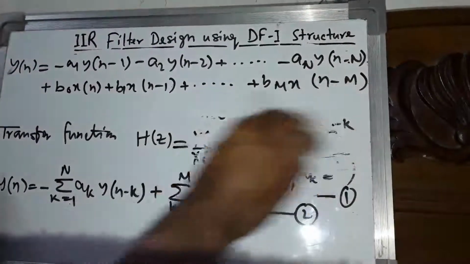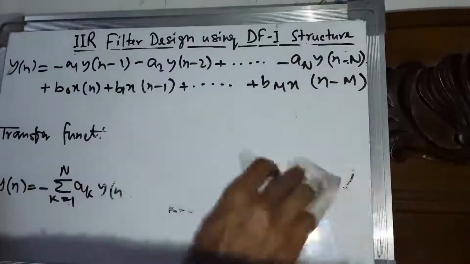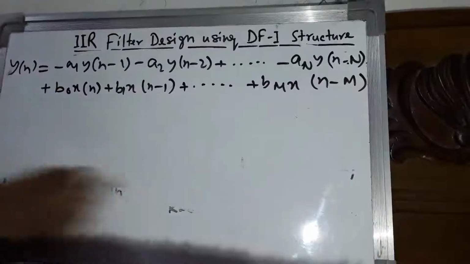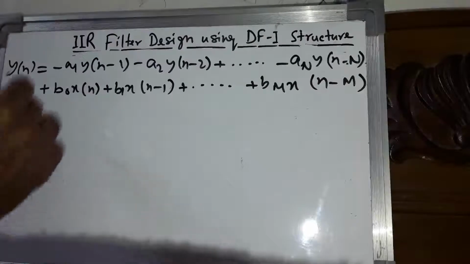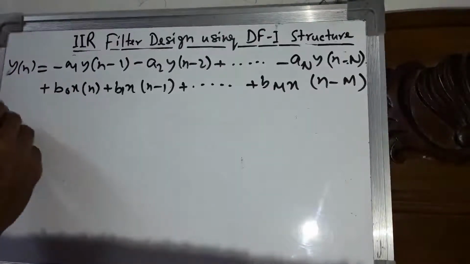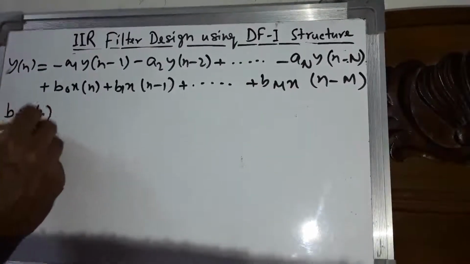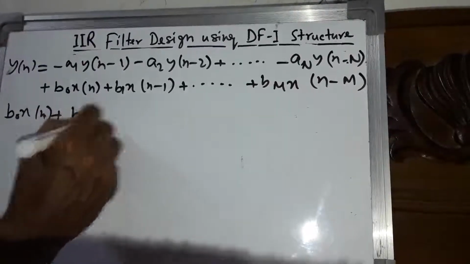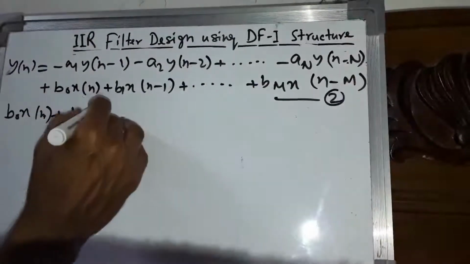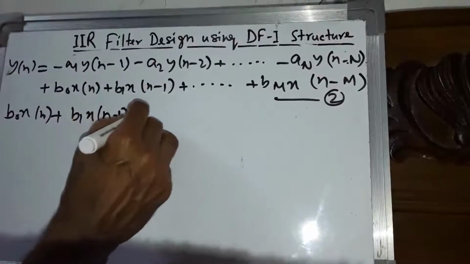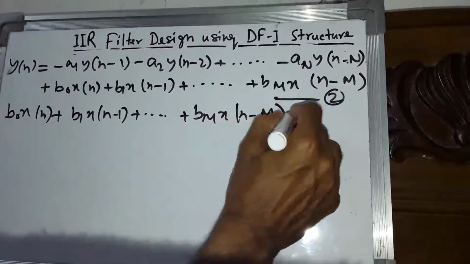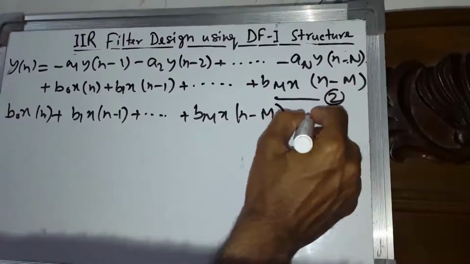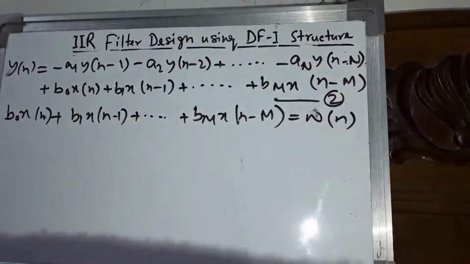Now this difference equation is to be taken in a specific way: we have to break this difference equation into two different parts. Taking the second part of the equation, b0 x(n) plus b1 x(n minus 1) up to b_M x(n minus M), say this is equation number 2, is equal to another term called w(n).